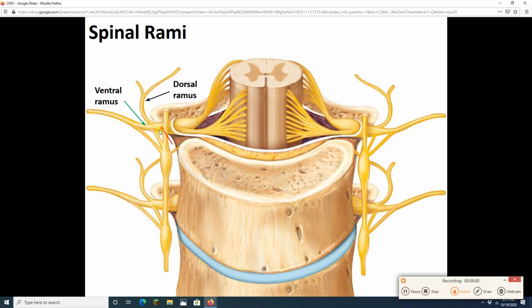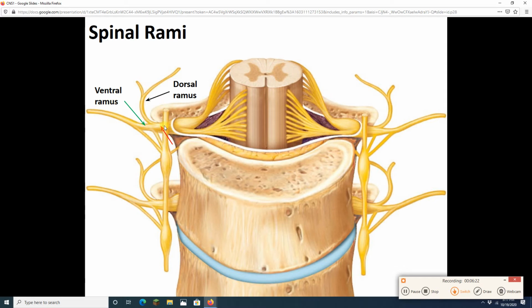Once the spinal nerve comes out, very quickly it branches. There's a branch towards the back and a branch towards the front. The branch towards the back is called the dorsal ramus, literally the back branch. The branch to the front is called the ventral ramus, literally the front branch.